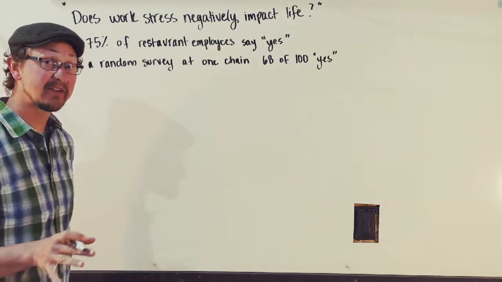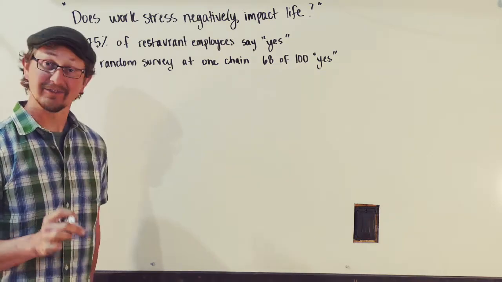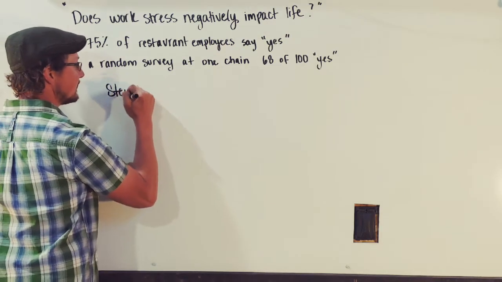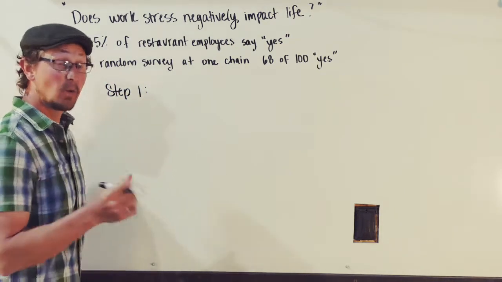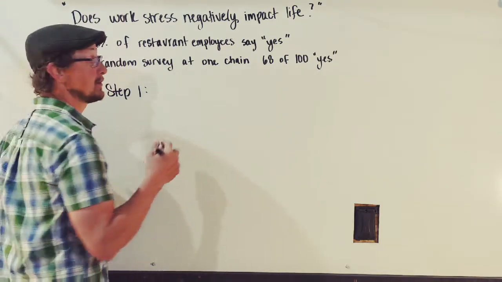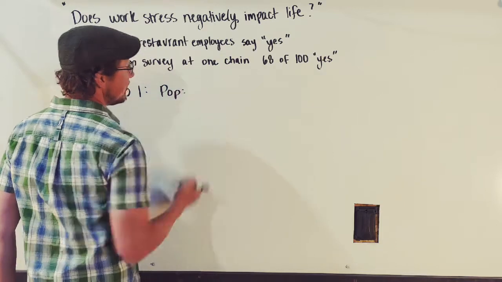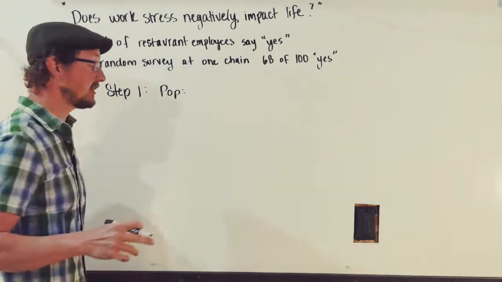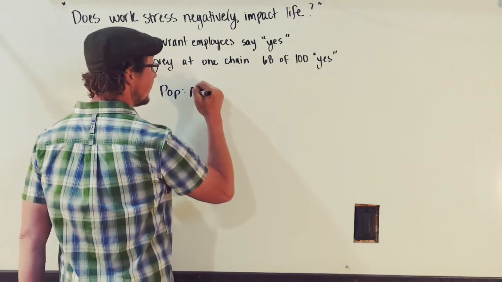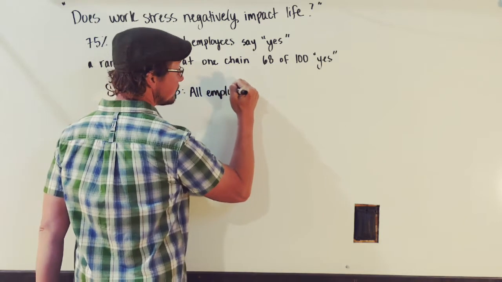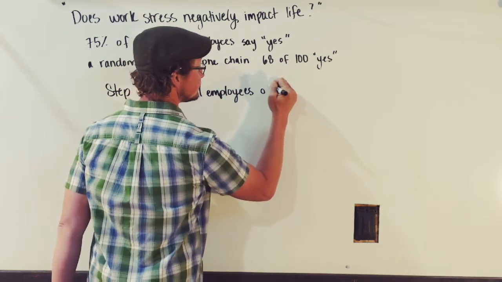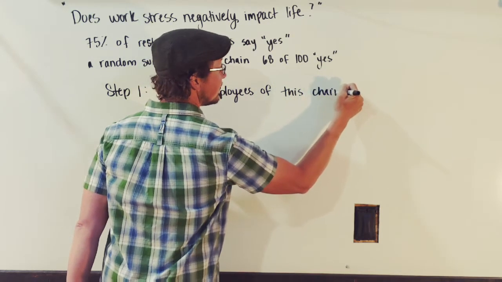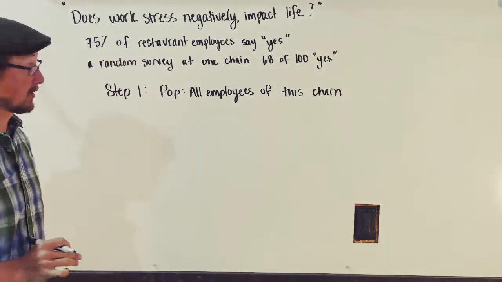Going through the four-step process, very, very similar to what we've done in the past. Just a few tiny tweaks. Here we go. Step one, we're going to establish the population and parameter of interest. So remember, population's a reflection of your survey. So if we're surveying one particular chain, our population is all employees of this chain of restaurants.